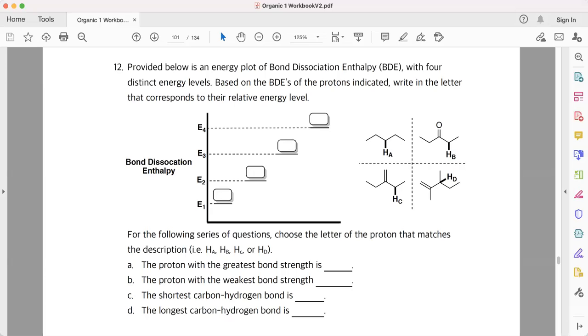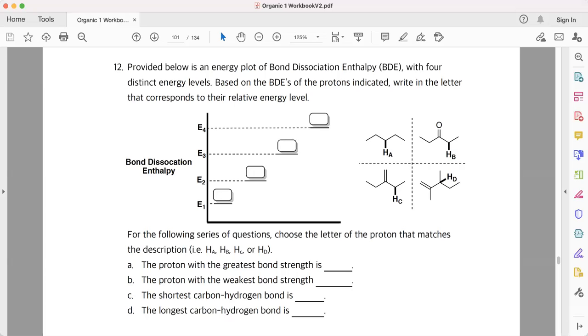Okay, so let's answer these quick questions. These quick questions are basically going to reflect the energy plot that we just made. A says the proton with the greatest bond strength. Greatest bond strength means the highest bond dissociation enthalpy, so that would be HB, which corresponds to E4. B says the proton with the weakest bond strength. The weakest bond strength is the one with the smallest bond dissociation enthalpy, so that would be HD.